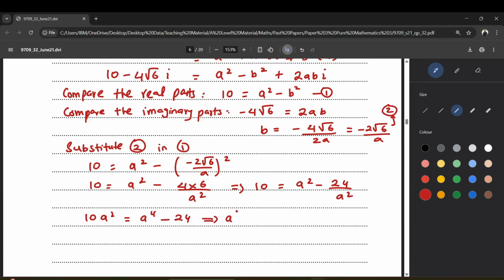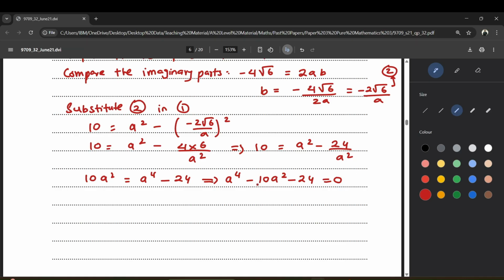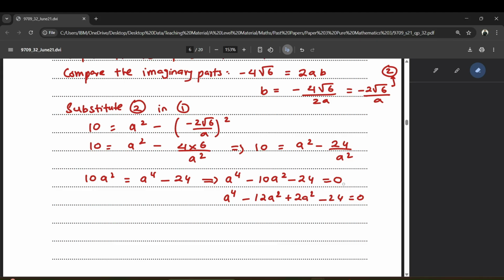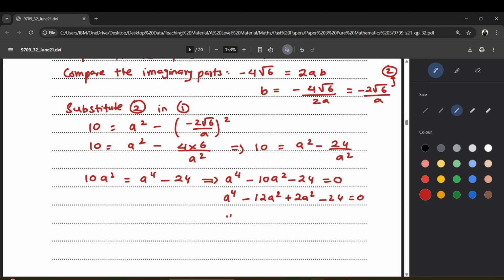Rearrange this equation and you will end up with a disguised quadratic equation. Okay, so I need to find the factors of 24 in a way that when I add them, I should get minus 10. So we can see that that will be minus 12 plus 2. Sorry, this is minus. So now I can take a square common. So a square minus 12 plus 2 will be common.